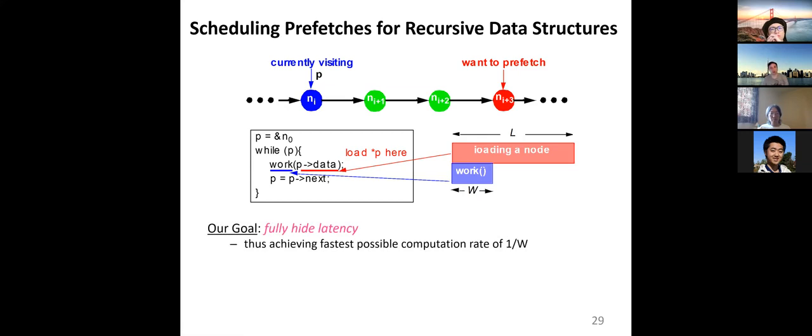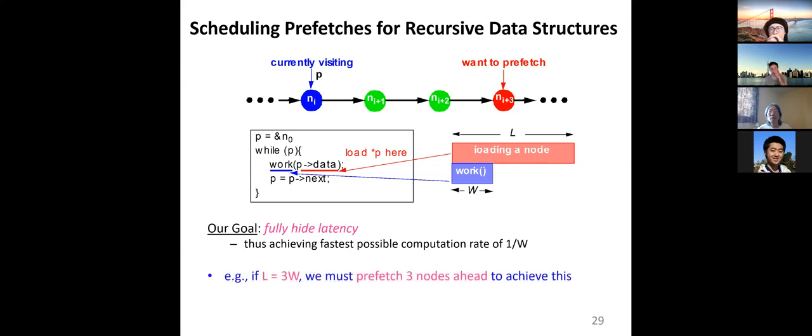So our goal is to fully hide the latency of the load, thus achieving the fastest possible computation rate of 1/W. If that load would disappear, the best thing I can do is just spend the latency of W on each computation. So my rate of computation would be 1/W. If I don't do that, it would be more like 1/L, which is much longer than W, okay?